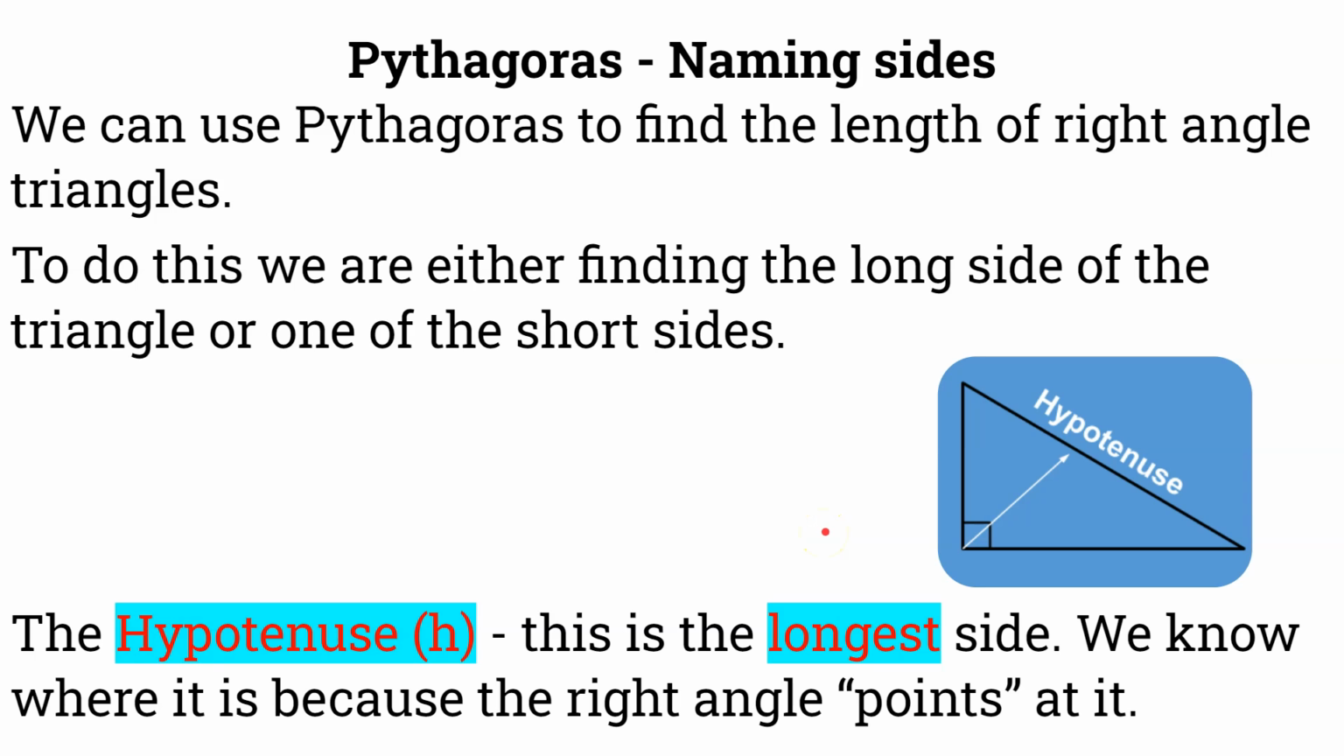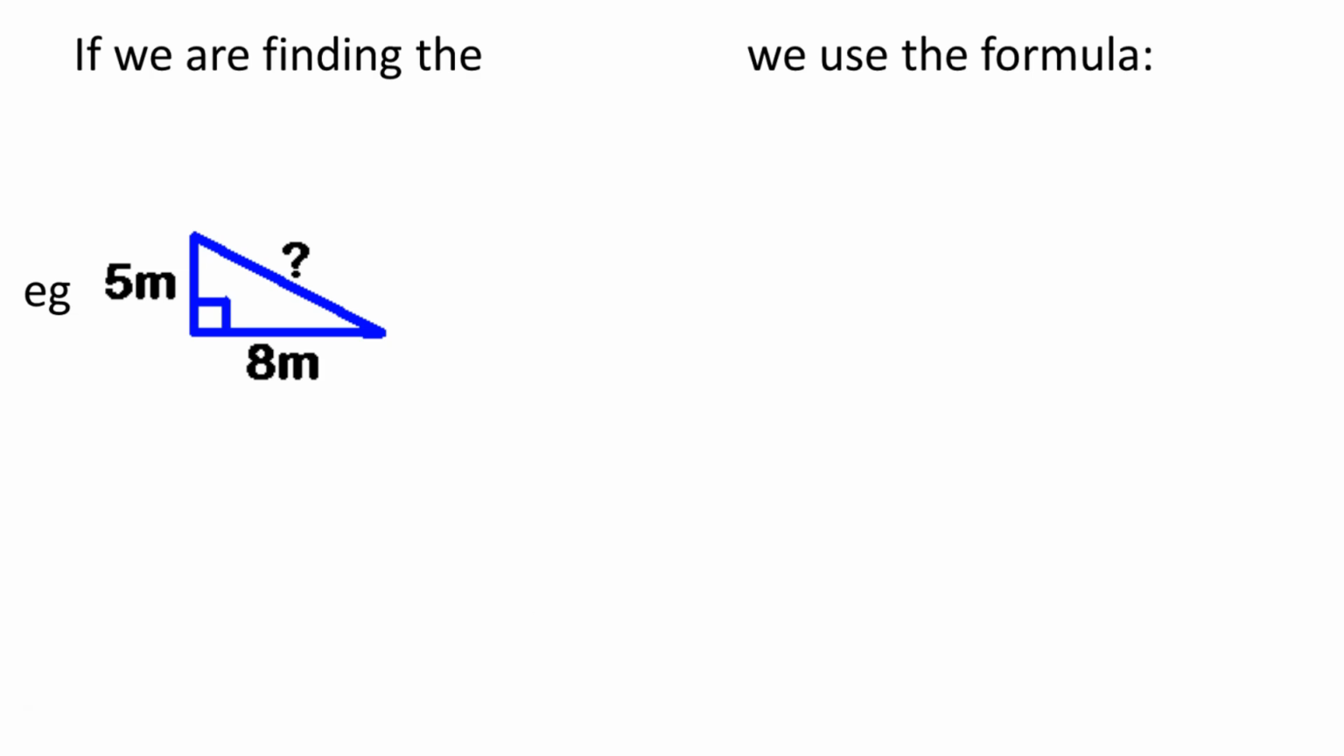So using Pythagoras, as long as we know two sides, we can find the third side. We're going to go through finding the hypotenuse, the longest side, and then we're going to go through finding one of the shorter sides. With this triangle here, you can see this is pointing out towards our hypotenuse, so we don't know that. If we are finding the hypotenuse, we use the formula a squared plus b squared equals c squared.